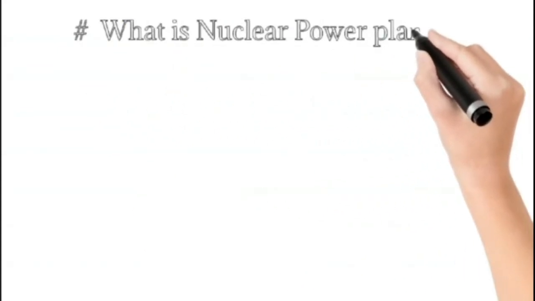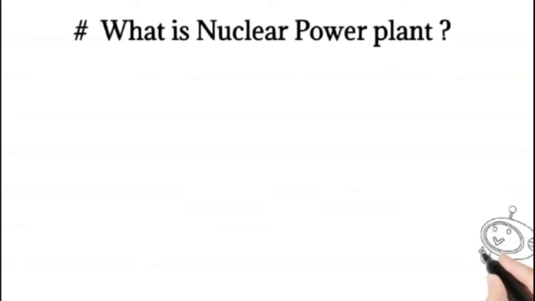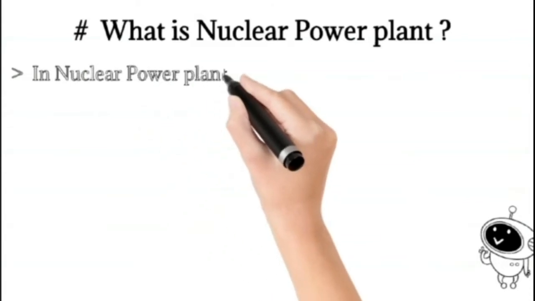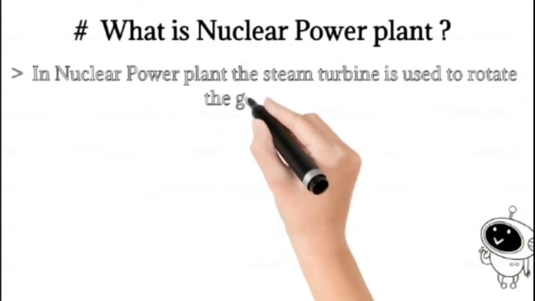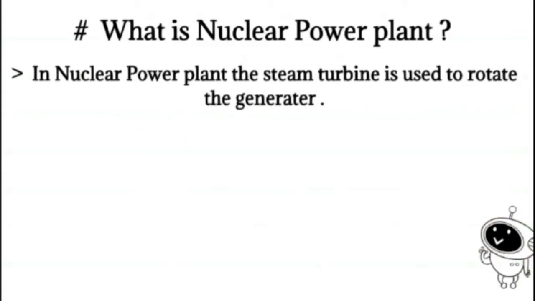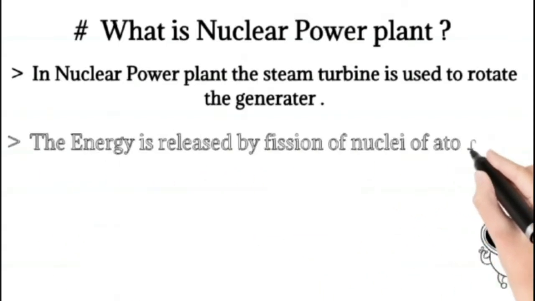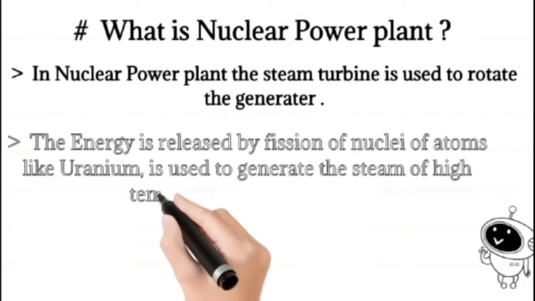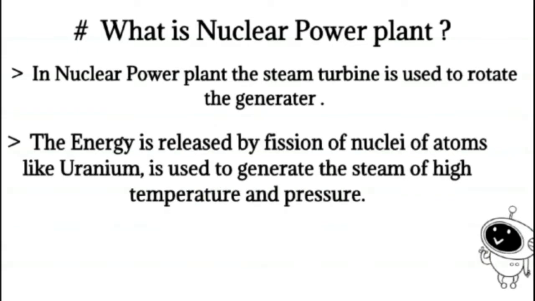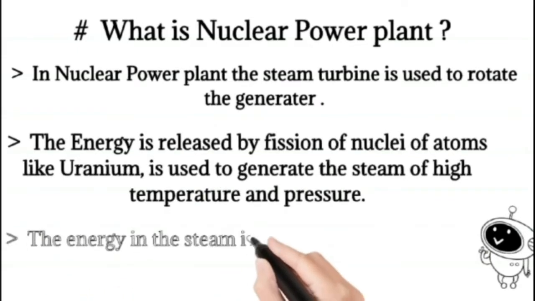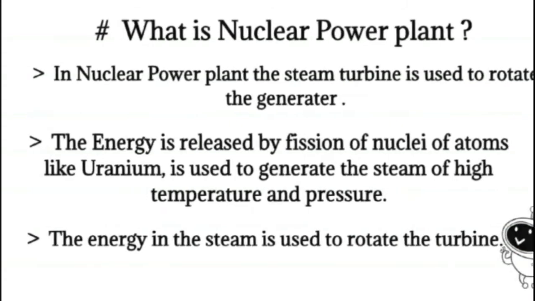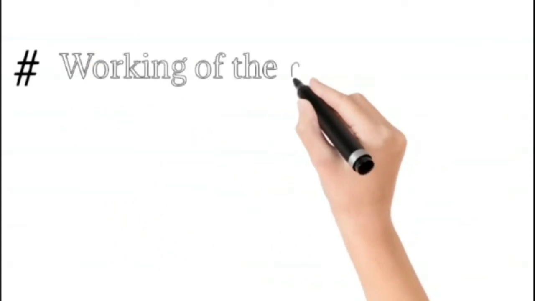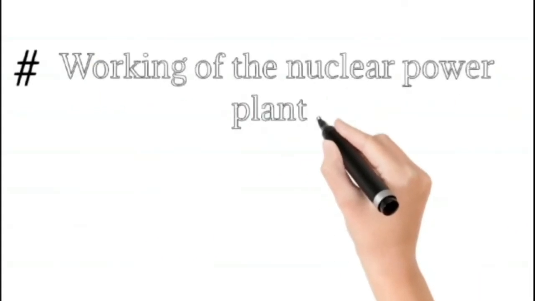What is a nuclear power plant? In a nuclear power plant, the steam turbine is used to rotate the generator. Energy is released by the fission of nuclei of atoms like uranium and is used to generate steam of high temperature and pressure. The energy in the steam is used to rotate the turbine. Means हम रेडियो एक्टिव एलिमेंट्स को ब्रेक डाउन करके उसके अंदर जो एनर्जी है उनको यूज़ कर स्टीम बना सकते हैं.